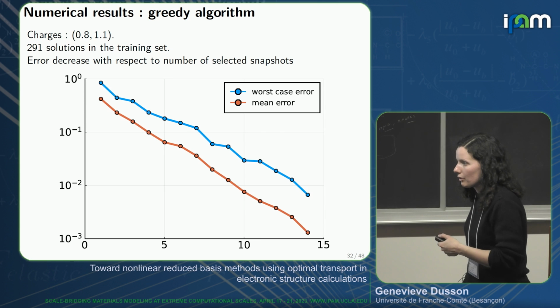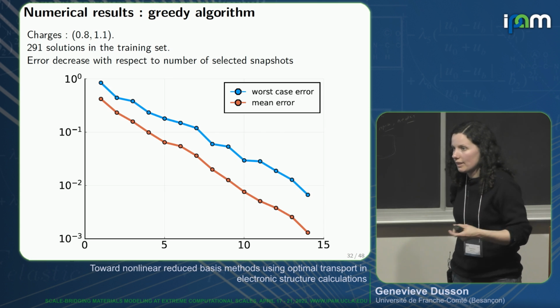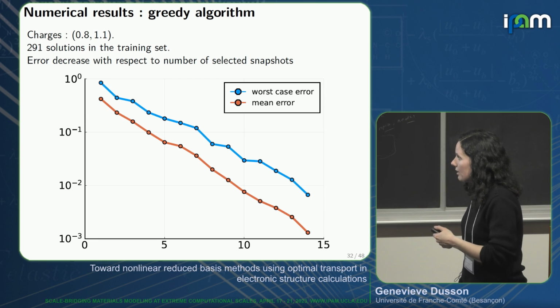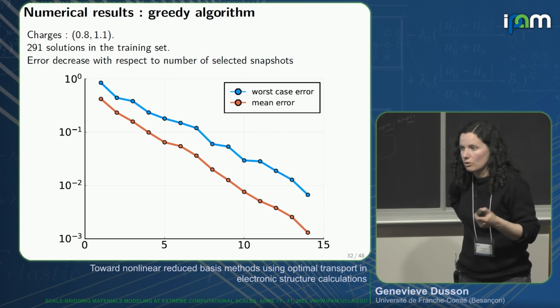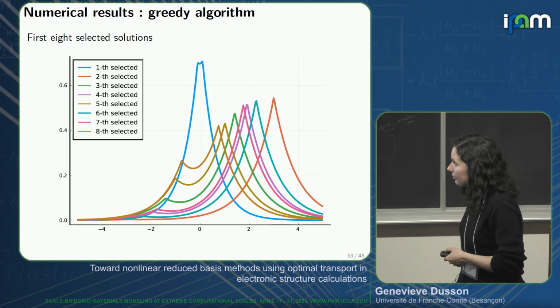So of course, the cost of computing that is way higher than in the linear case. But still, there is hope if we manage to accelerate this greedy algorithm to have something that is really efficient, because we don't really need many functions to obtain a good approximation.